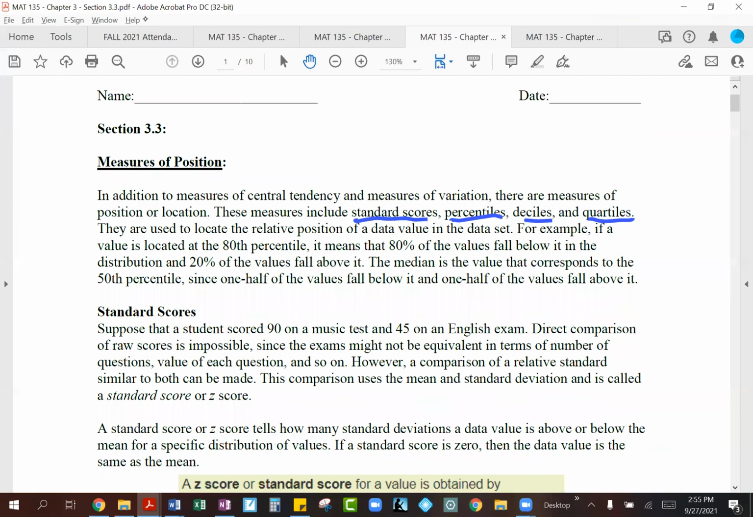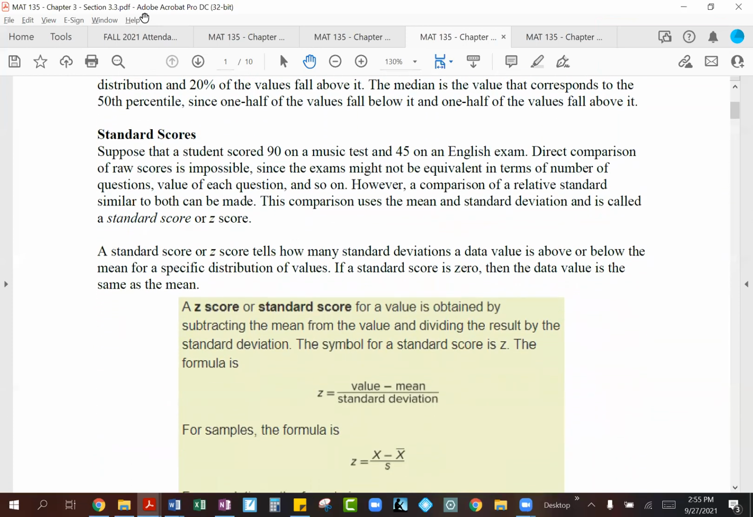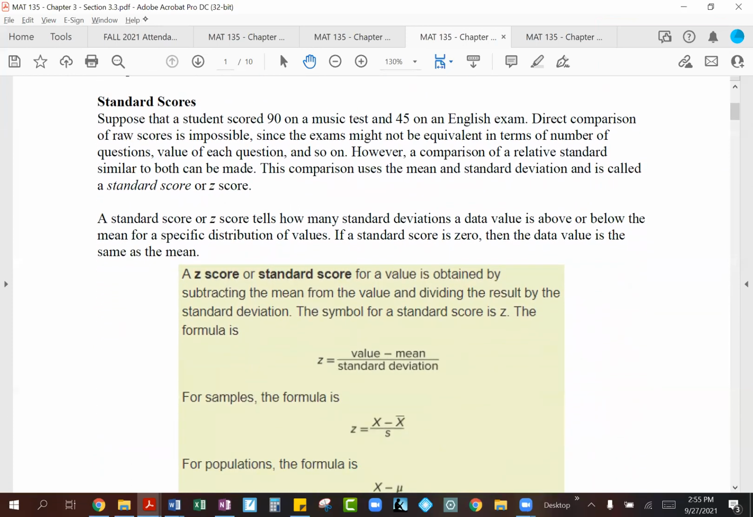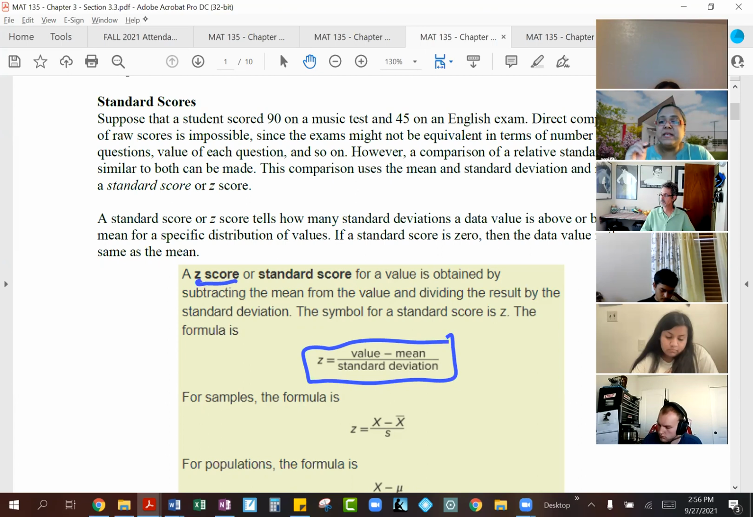Like I said, your standardized test scores, SAT, ACT, those kinds of scores. The standard score, as I said, is sometimes also called a z-score. This one is used to see how far away from the mean you are. You can see in this calculation we use the mean and the standard deviation, and we'll come back and do this exact same calculation when we talk about normal distribution.